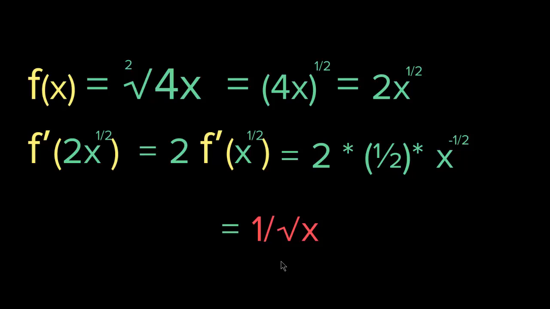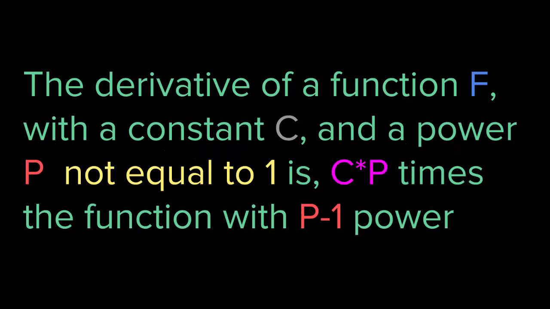So as you can see, anytime you have a power, all you have to do is bring the power down, multiply it by the constant, take 1 off the power, and then ta-da, you get your derivative. The derivative of a function f with a constant c and a power p not equal to 1 is cp times the function with p minus 1 power. And this is about the power rule.